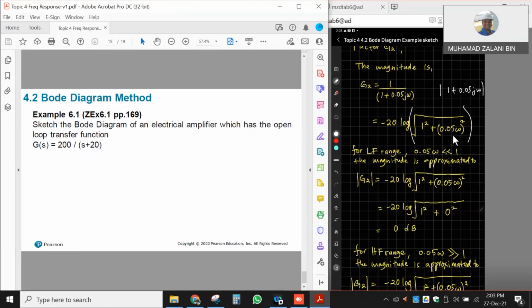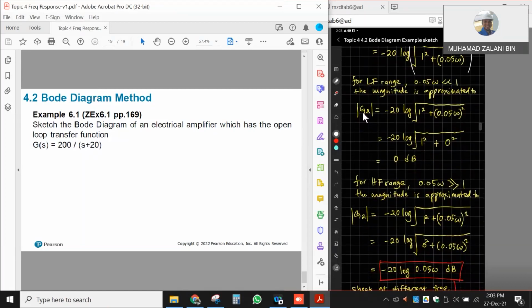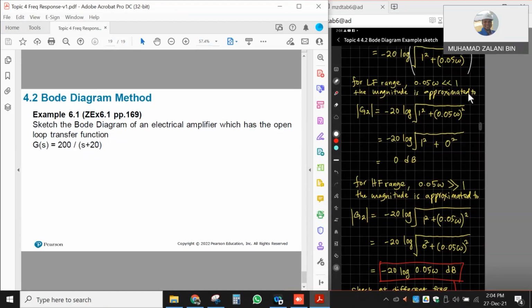Low frequency range of this. Okay, so at low frequency range, we do the calculation. For G2 at low frequency range of omega, negative 20 log square root of 1 square plus 0.05 omega square. We substitute this.